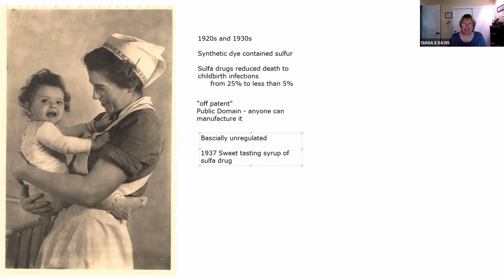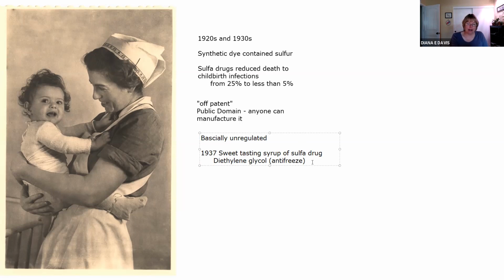And to make it sweet tasting, they added something called diethylene glycol. Diethylene glycol is an antifreeze. Antifreeze is something that's used in vehicles specifically to prevent water that's used for cooling the engine from freezing. Antifreeze is deadly, and it's very attractive because of the taste.